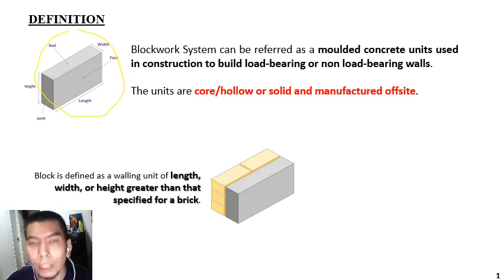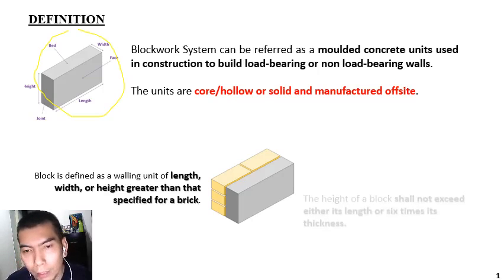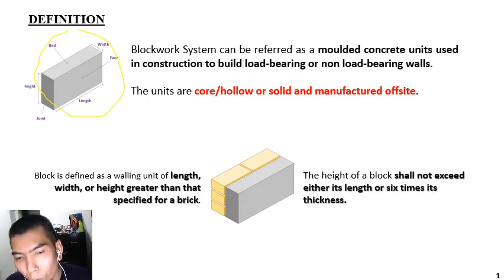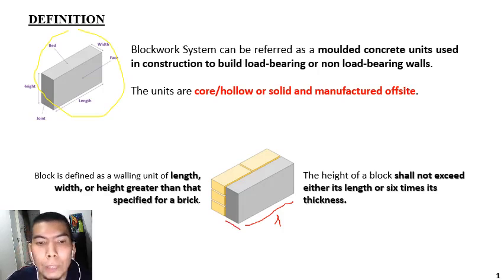However, to avoid confusion, sometimes of course a precast beam is also much bigger than the standard bricks, and a column is also much bigger than the standard bricks. So in order to avoid confusion, the height of a block shall not exceed either its length or 6 times its thickness. As you can see in this diagram, this is the length, and this is the thickness.